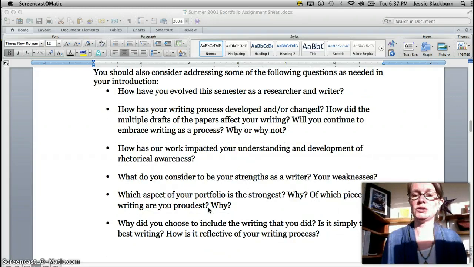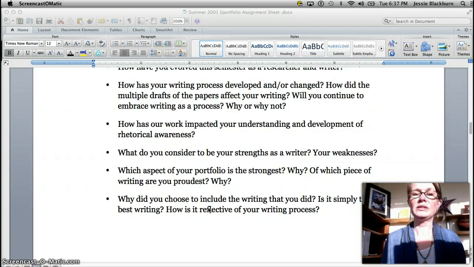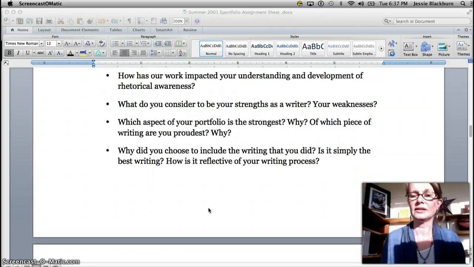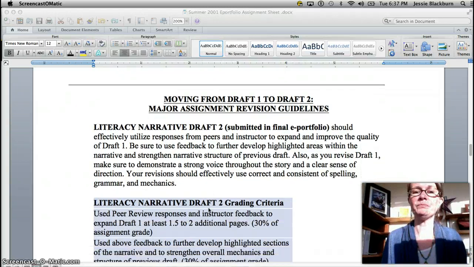What do you consider to be your strengths as a writer, your weaknesses? Which aspect of your portfolio is the strongest? Why? Of which piece of writing are you proudest? Why? Why did you choose to include the writing that you did? Is it simply the best writing? How is it reflective of your writing process? How have you come to understand your role as a researcher and writer at the college level? And make sure that your cover letter demonstrates a substantial investment in the development of the writing process and the learning community within this course.